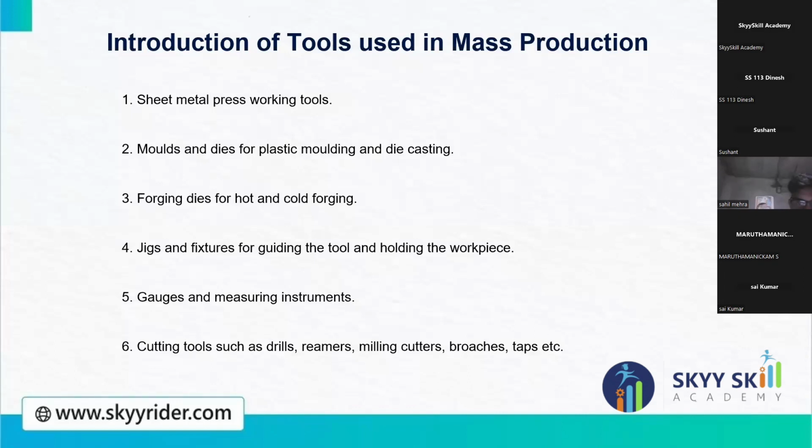There are gauges and measuring instruments for mass production inspections, to reduce the time and effort of inspection. And there are enormous cutting tools such as drills, reamers, milling cutters, broaches, and taps. These are also considered mass production tools because all are useful for making a number of components.